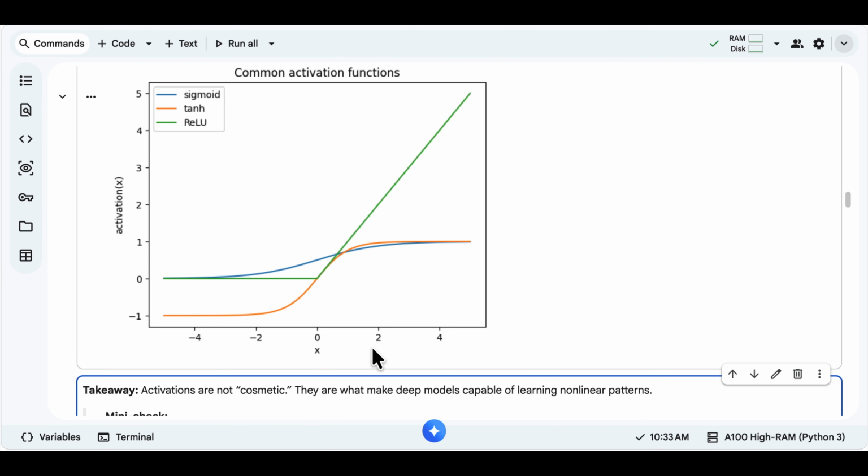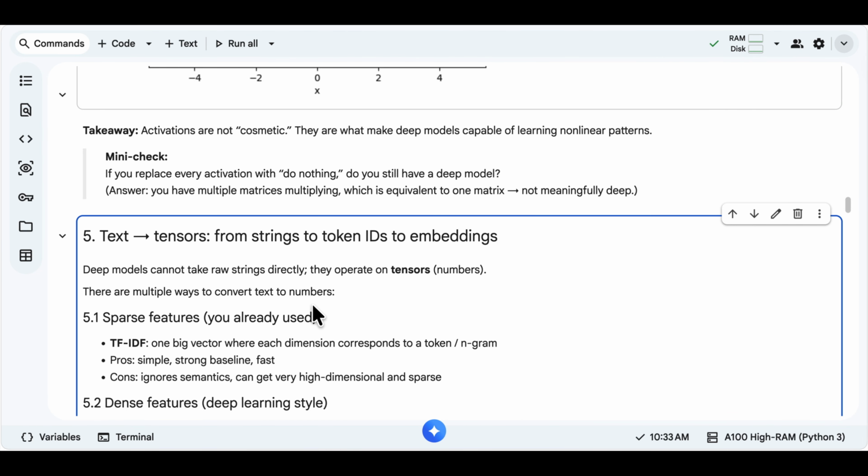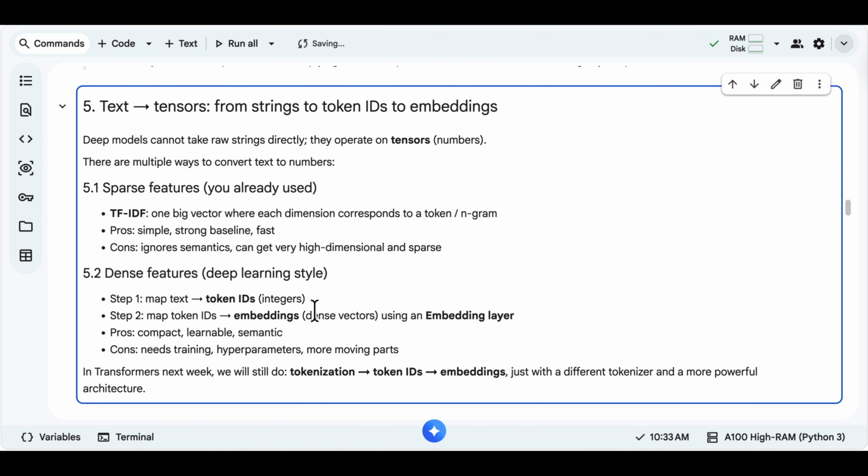This cell states the main takeaway clearly. Without activation functions, a deep network collapses into something that is not meaningfully deeper than one linear layer. So when we say deep learning, the word deep only matters because nonlinearity lets the layers combine into something more expressive. Deep models cannot consume raw text directly.